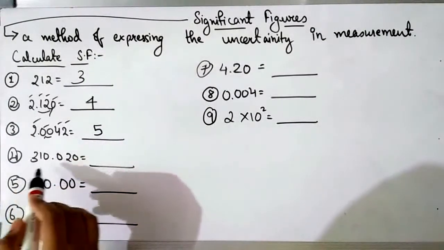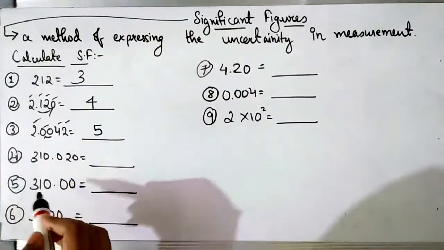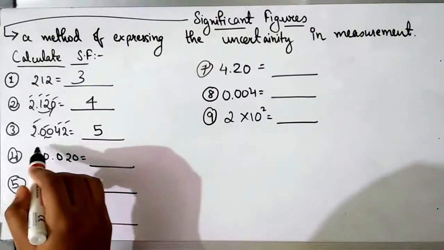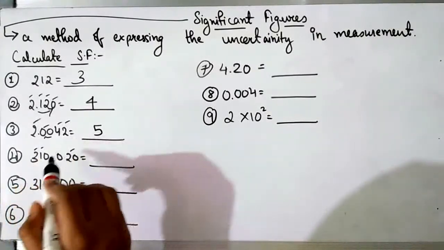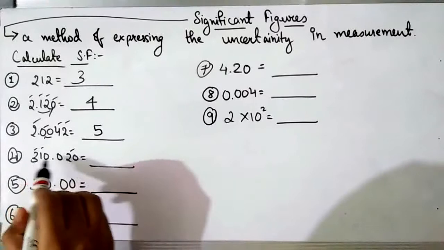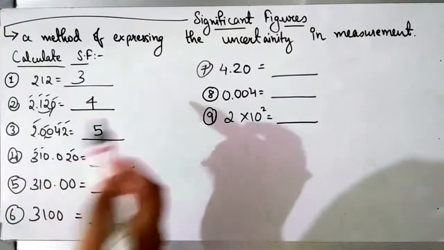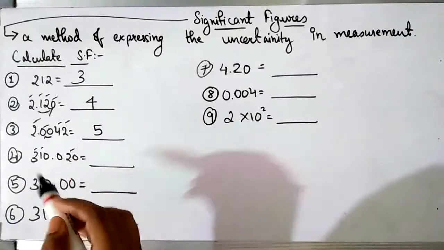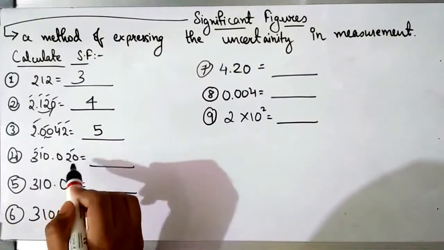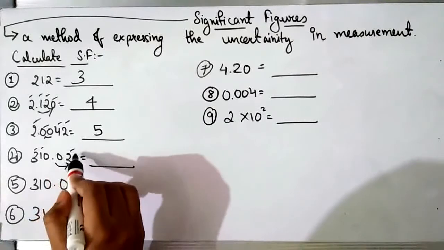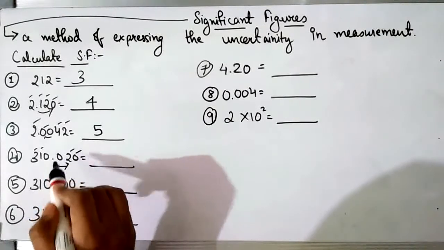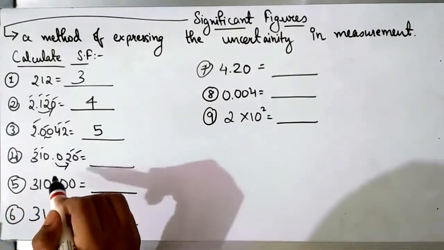Now in the fourth one, let's calculate how many significant figures are present. Let's go step by step. First, let's mark all the non-zeros as significant, that is 3, 1 and 2. We have got 3 significant figures. Next, you check whether there is an ending 0 and if that 0 is after the decimal or not. So we have an ending 0 and that ending 0 is after the decimal. So we have got one more significant figure. So 4 significant figures have come.